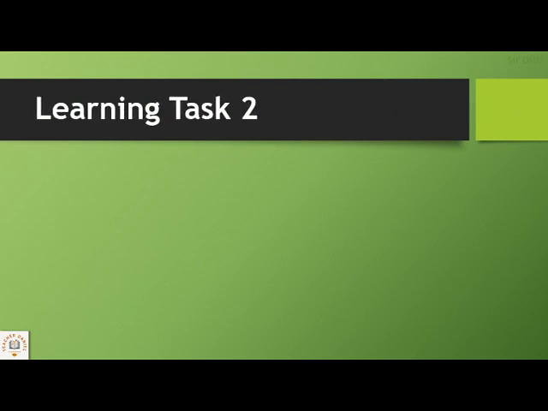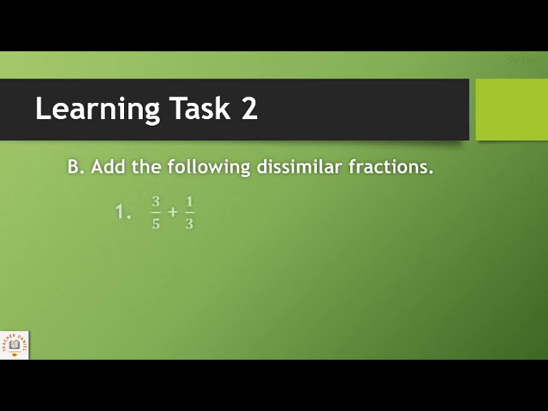So let's have learning task number 2. Add the following dissimilar fractions. 3/5 plus 1/3. So find the LCD. The LCD is 15. Very good. So to get the first numerator, just divide 15 by 5. So 15 divided by 5, that is 3. Times the first numerator, which is 3, the answer is 9.